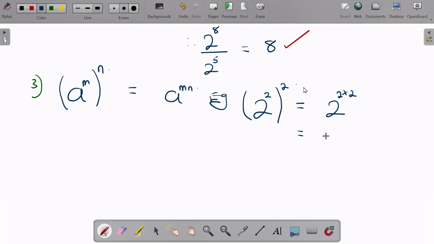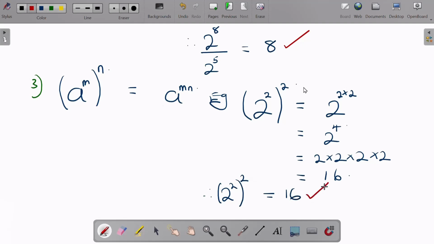This is the same as having 2 raised to power 4. As we simplify, this is the same as 2 multiplied by 2 multiplied by 2 multiplied by 2. This is the same as 16. Therefore, 2 power 2 raised to again 2 is the same as 16 as the right answer.